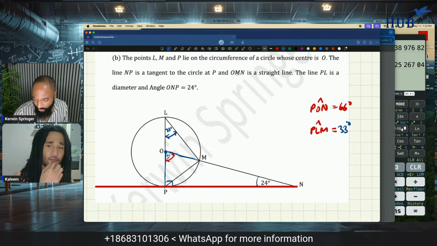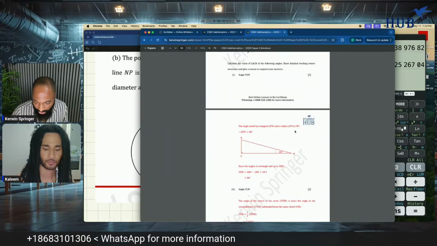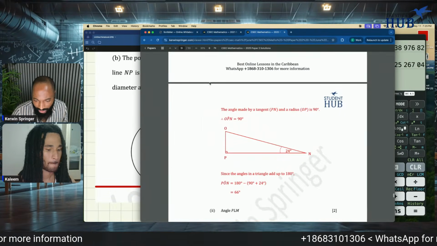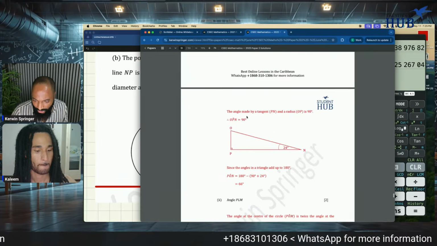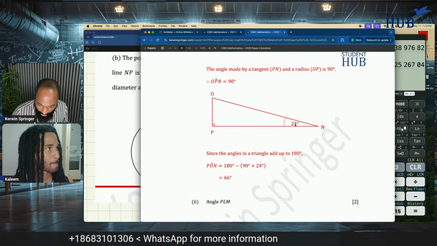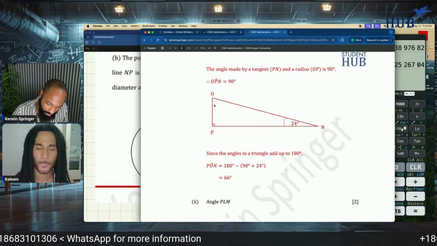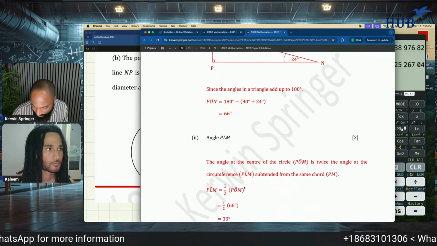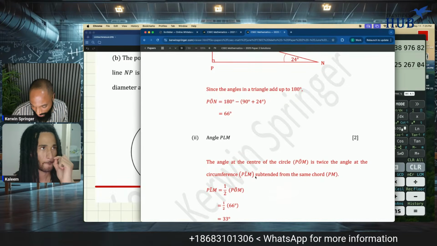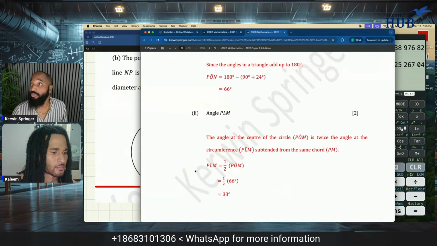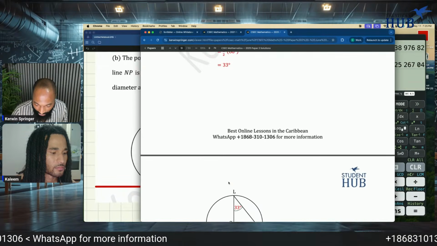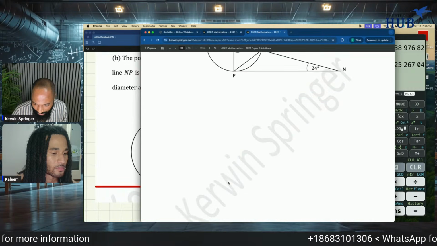Good, good, good. So let's watch the solutions. Those who want to know where to get the solutions, Springer.com, the recent past papers. The angle made by the tangent PN and radius OP is 90, so you write that, and then 24 plus 90 from 180, and you get 66. Angle at the center of the circle, POM, is twice the angle at the circumference, PLM, subtended from the same chord. So PLM is equal to half of that, half of 66 is 33, and what's the next one? That's it.